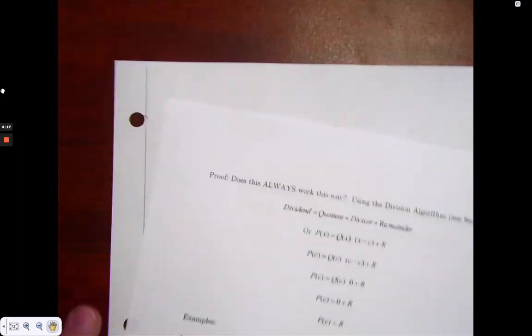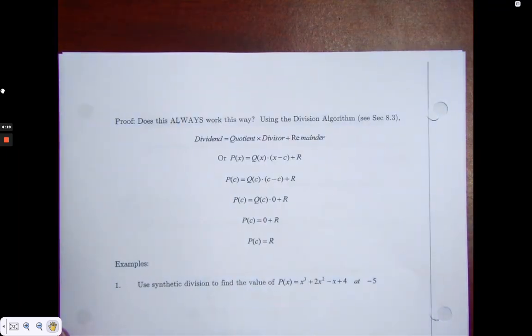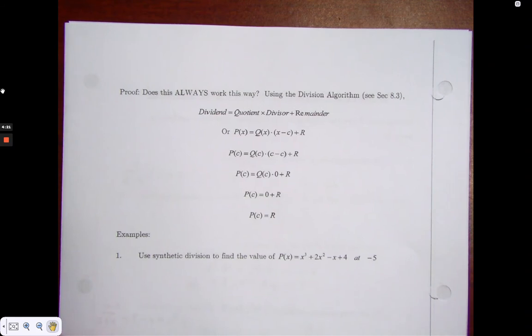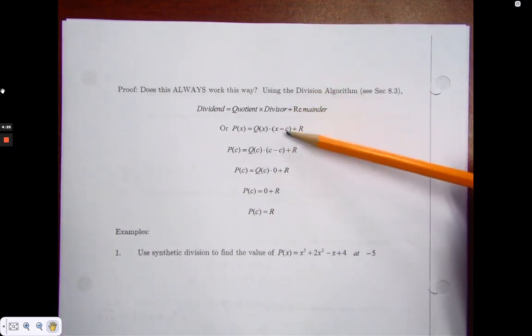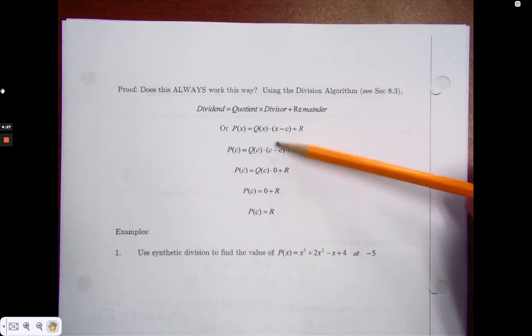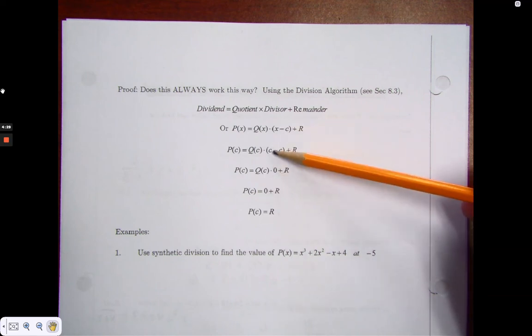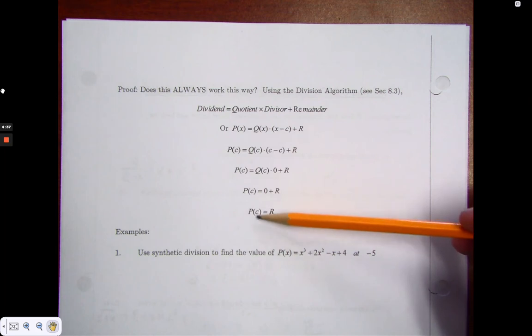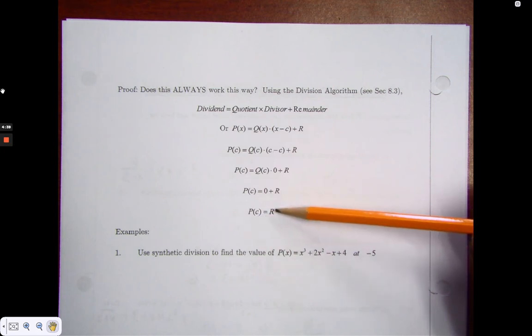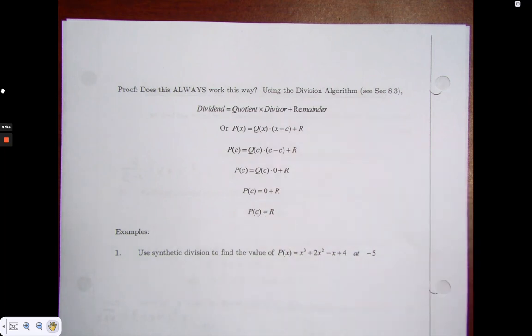So that begs the question, will that always work? Well, in fact, it will always work. And why does it always work? We can use the division algorithm and show step by step why. When we have our x minus c and we put c in for x, you end up with c minus c, which just gives us 0. And 0 times anything always just gives us 0. So when we put in a value of c, we're always just going to get our remainder.